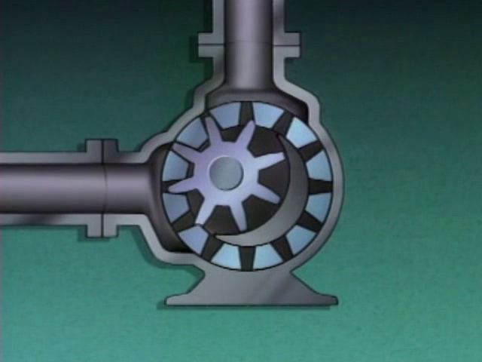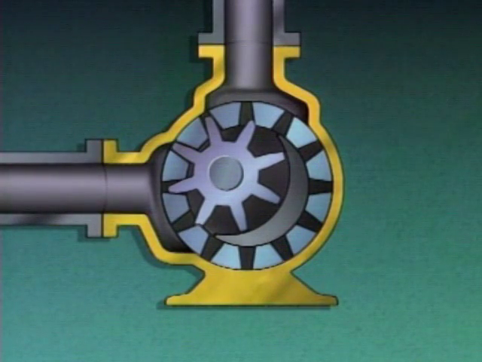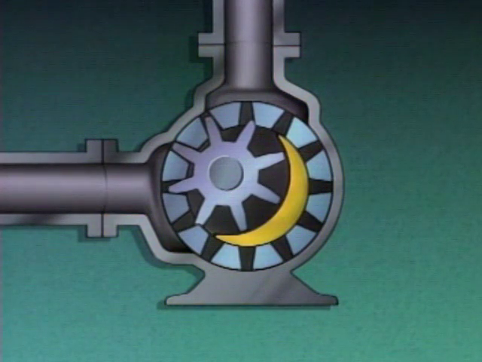This is an internal gear pump. This pump has a casing with a suction port and a discharge port. Inside the casing are a crescent-shaped spacer and two gears. The spacer prevents liquid from flowing from the discharge back to the suction of the pump.